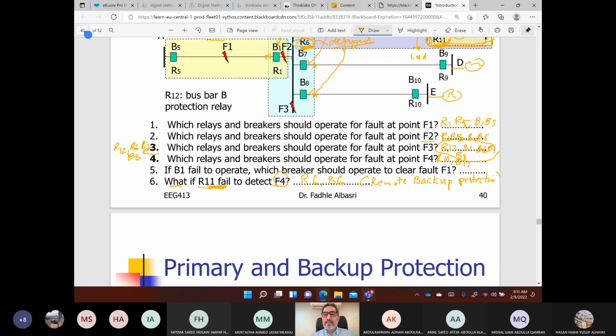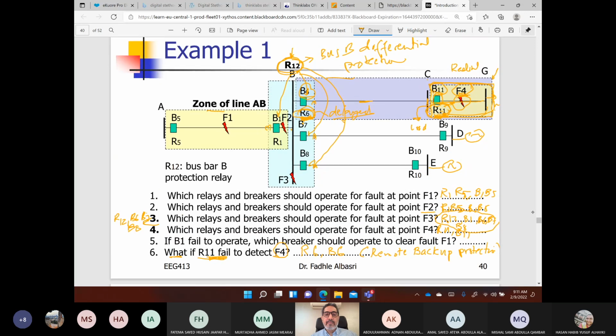If breaker B1 failed, and the fault is F1, what would happen? The relay saw the fault and gave a command to breaker 1, and the other relay saw this fault and gave a command to breaker 6, but the breaker has failed. So sometimes the problem is not in the relay, the problem is in the breaker that did not respond to the relay's command, because it's a mechanical device so it did not operate.